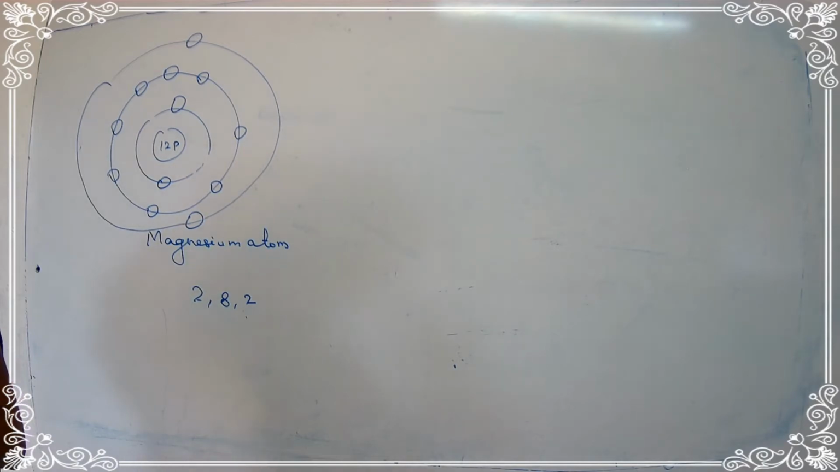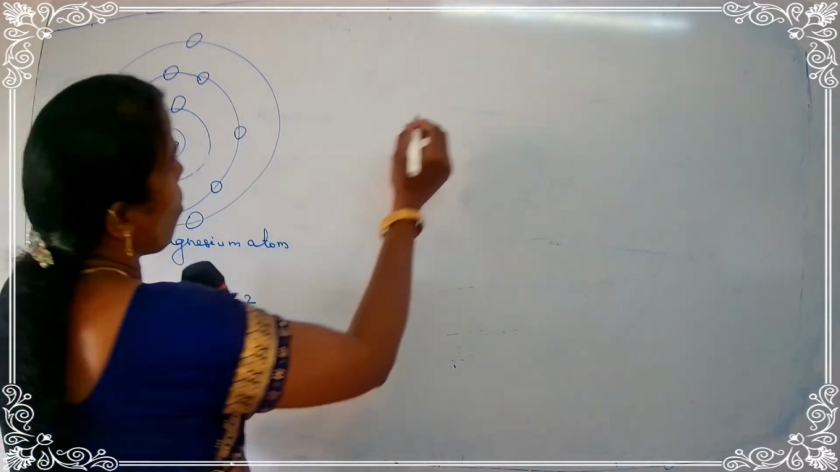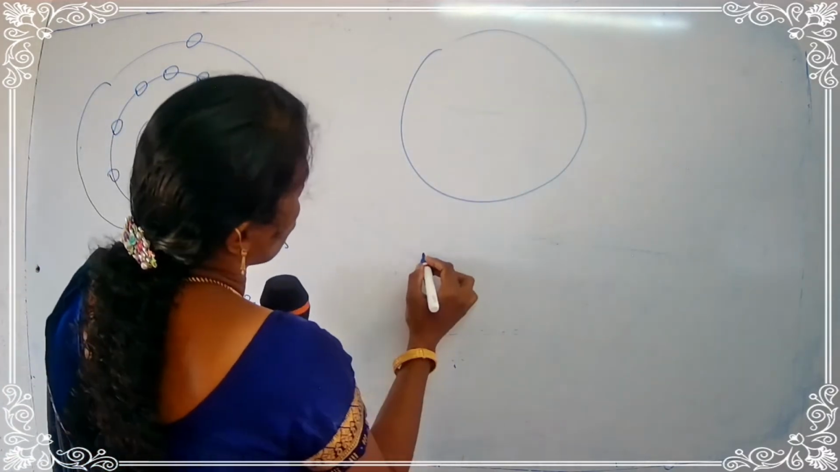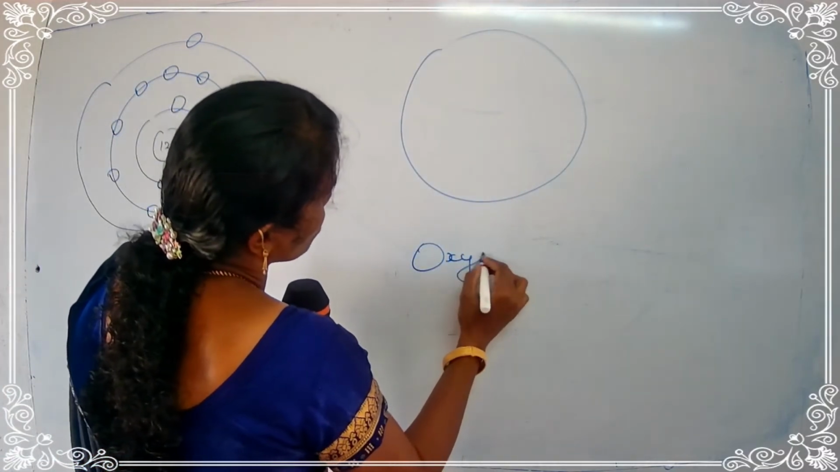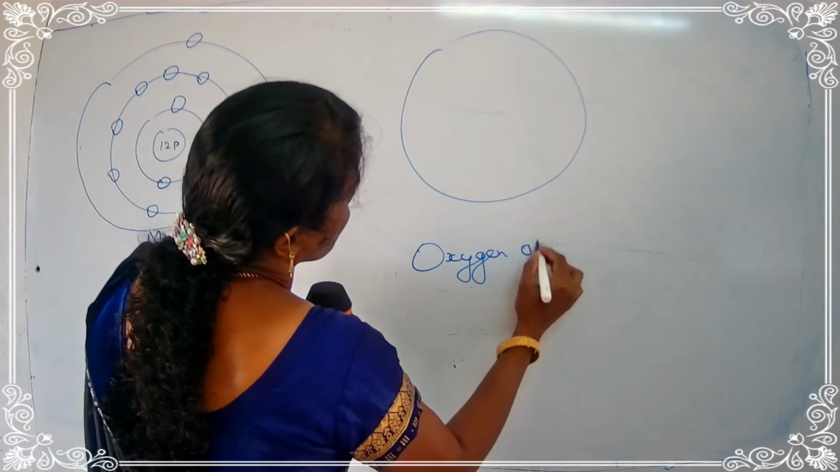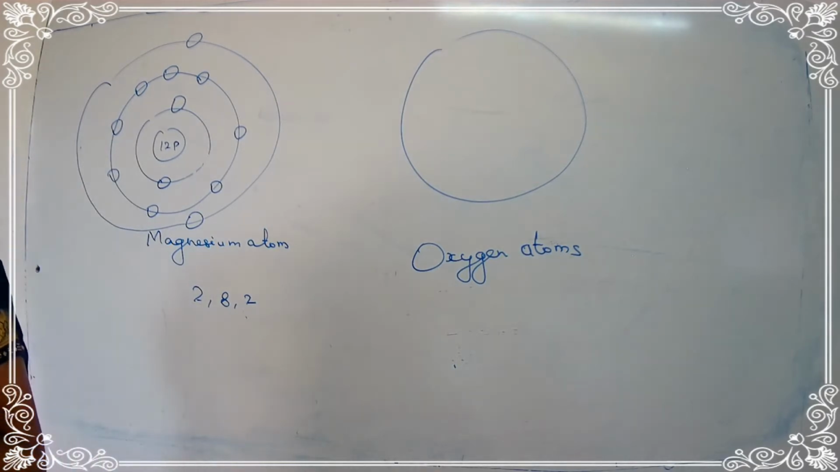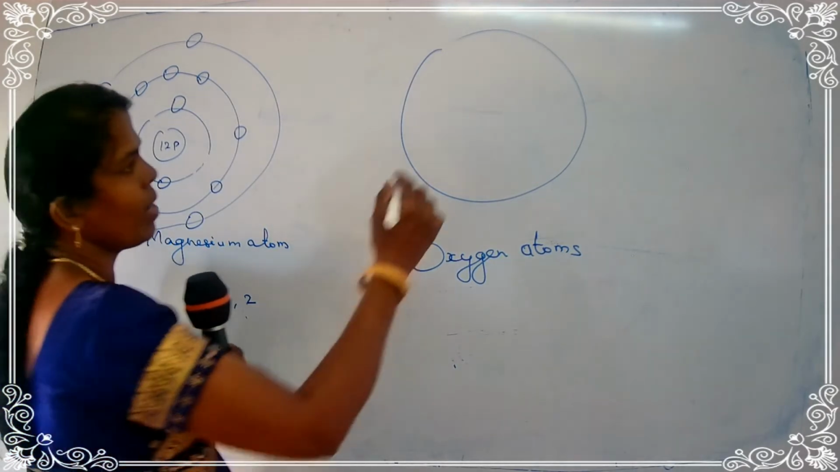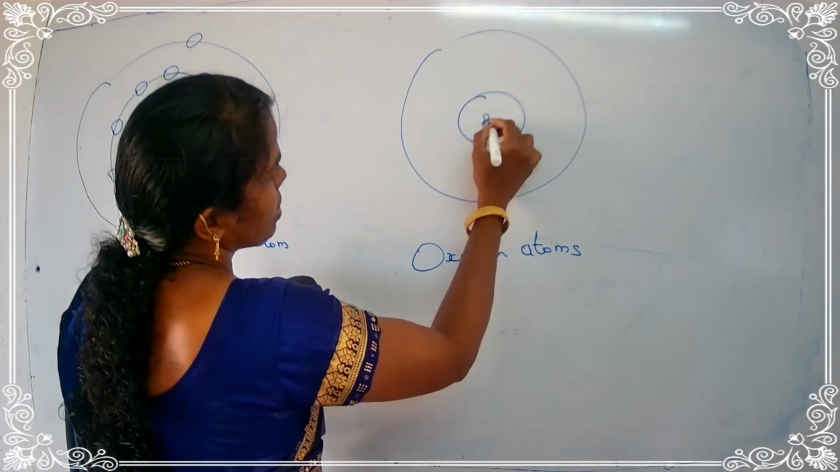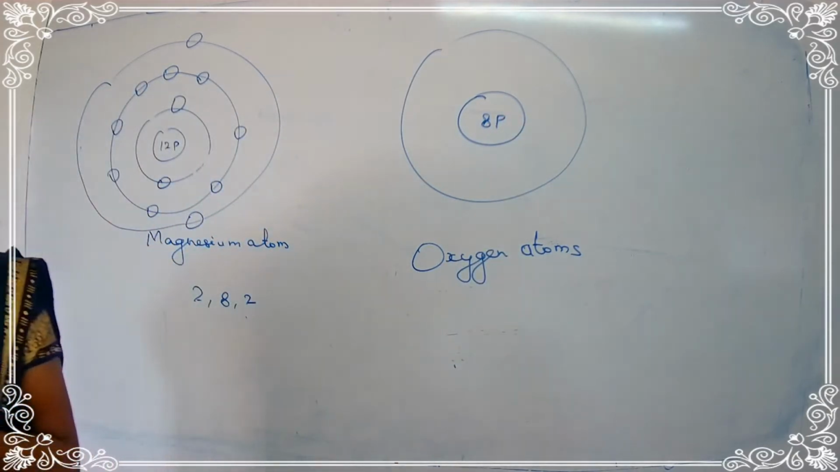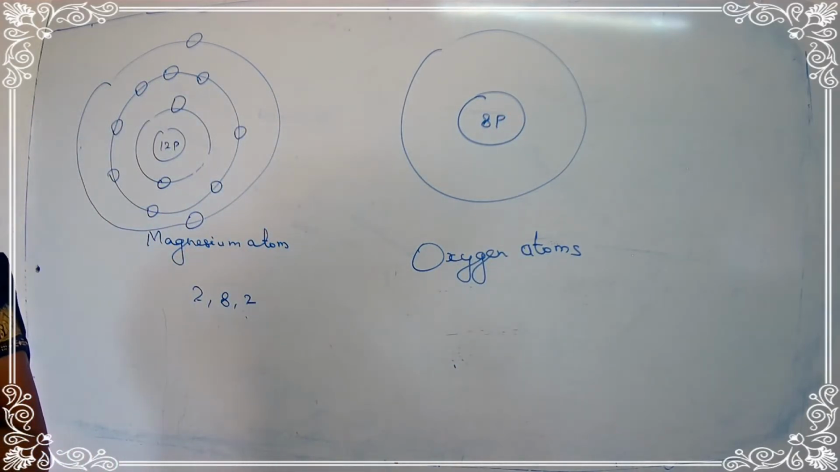Now, listen children. Now, the oxygen atom. I draw the oxygen atom. Now, this is the oxygen atom. You see here. How many protons are inside the nucleus? 8 protons. First we draw those 8 protons. After that, the electronic configuration is 2 and 6.